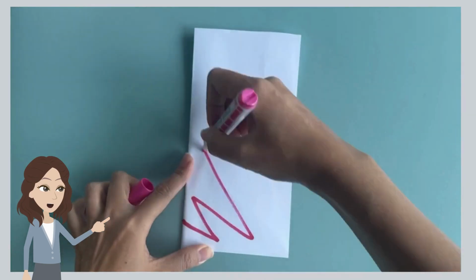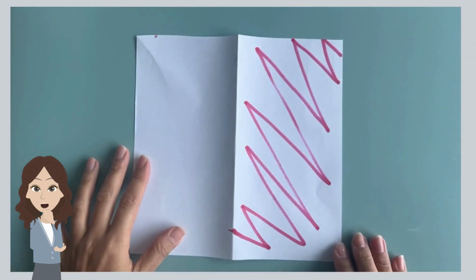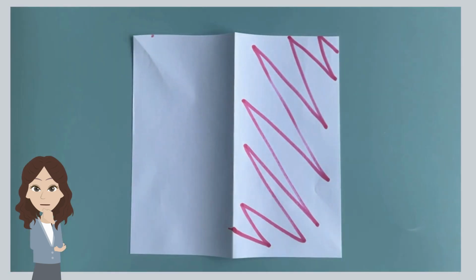Then, we shade a fraction of the paper. What fraction of the paper is shaded? Pause and discuss with your friends.